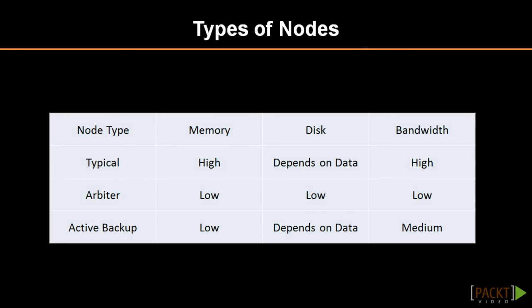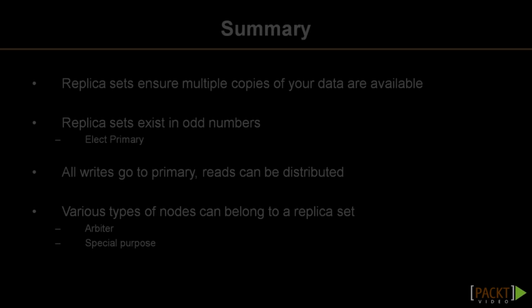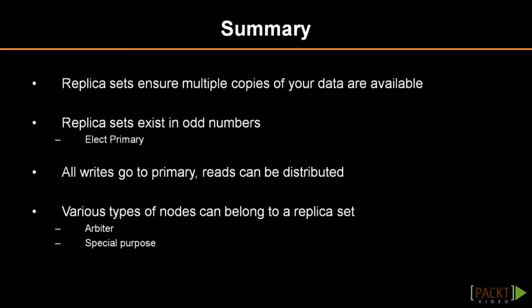When looking at the different node types, this table can help make decisions about system configuration. For example, a typical node will have high memory and disk requirements, plus high bandwidth to accommodate read and potentially write traffic. An arbiter, on the other hand, requires minimal memory and disk and very little bandwidth. An active backup configuration may not have high memory requirements since it won't actively be handling reads or writes. Bandwidth requirements should be sufficient to replicate data from active nodes, and sufficient disk space should be provided to hold all the data.